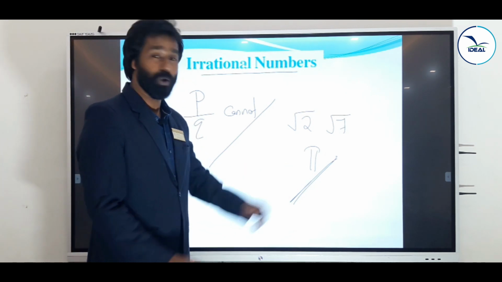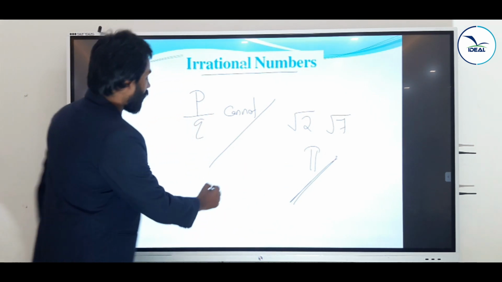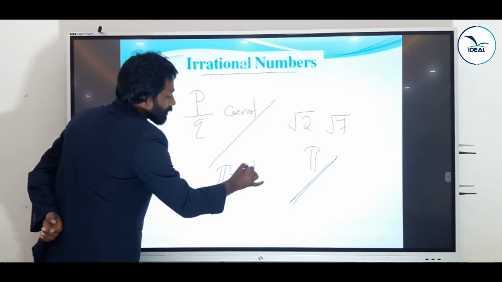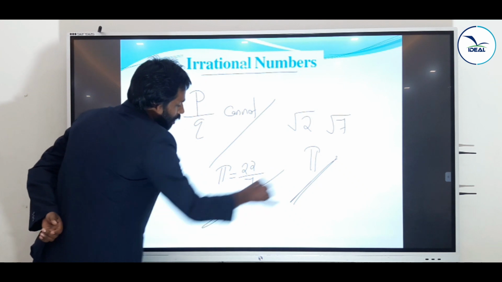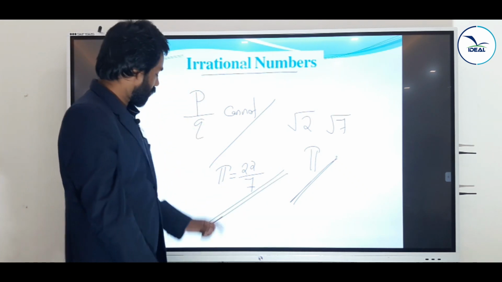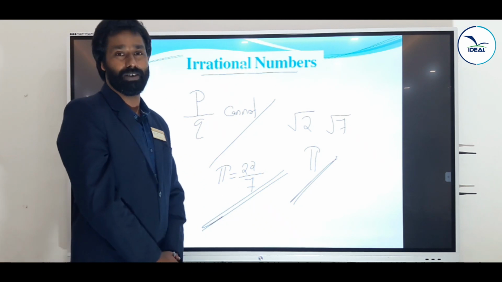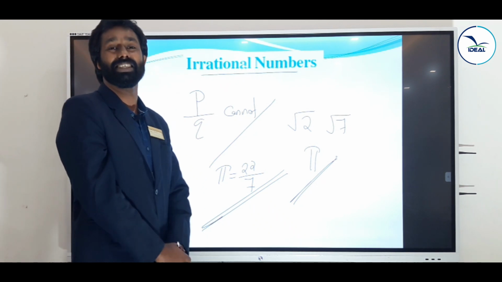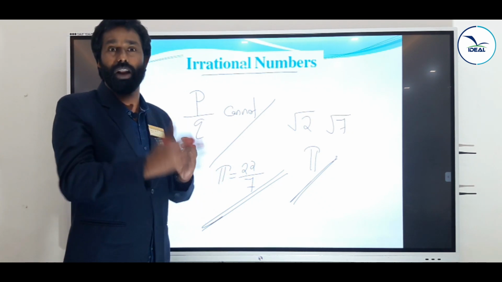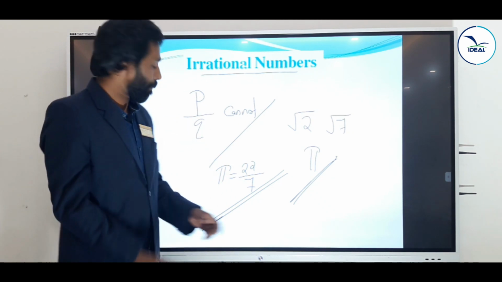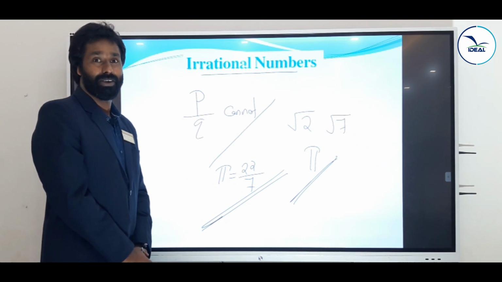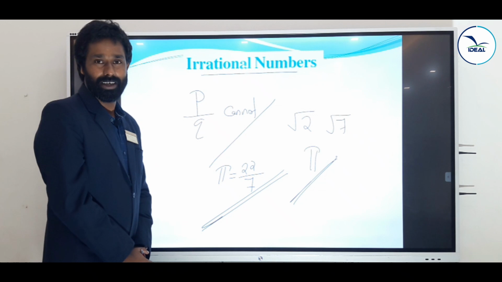Well, pi, what is the value of pi? Pi value is 22 by 7. I know now we are quite confused. The value of pi is 22 by 7, but it is considered as an irrational number. Irrational numbers means the numbers which we cannot write in the form of p by q, but here it is written. You are quite confused, am I right?